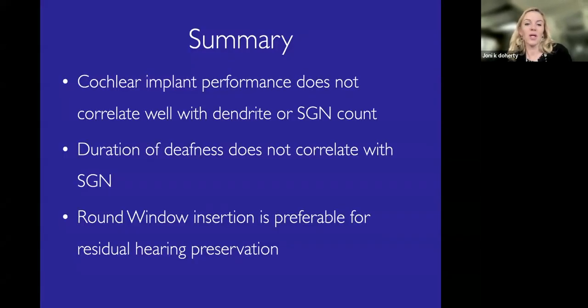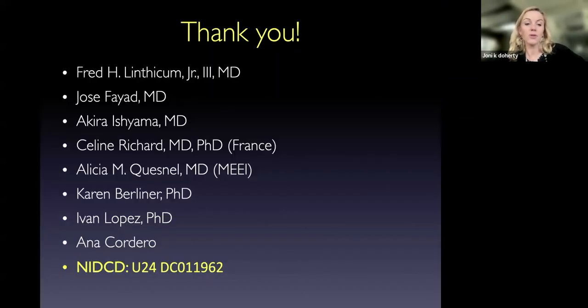And then in summary, cochlear implant performance does not correlate well with dendrite or spiral ganglion neuron counts in temporal bone specimens. Duration of deafness does not correlate with spiral ganglion neuron counts or dendrite counts for that matter. So chronic use of a cochlear implant does not damage the neurons. And the round window insertion is preferable for residual hearing preservation.